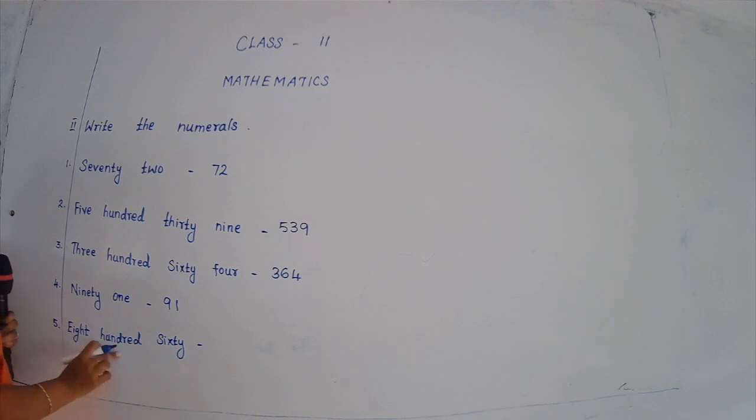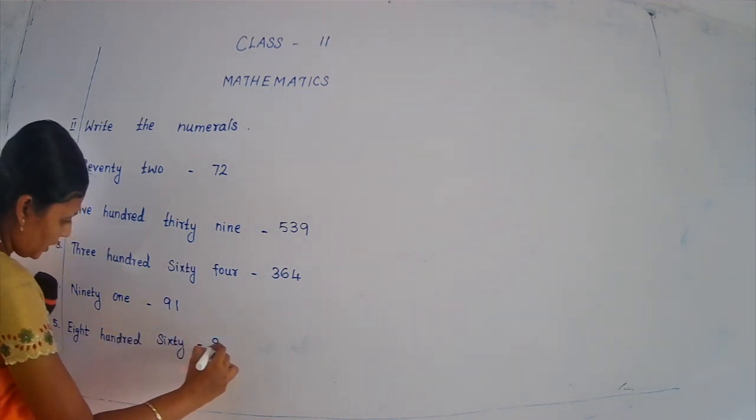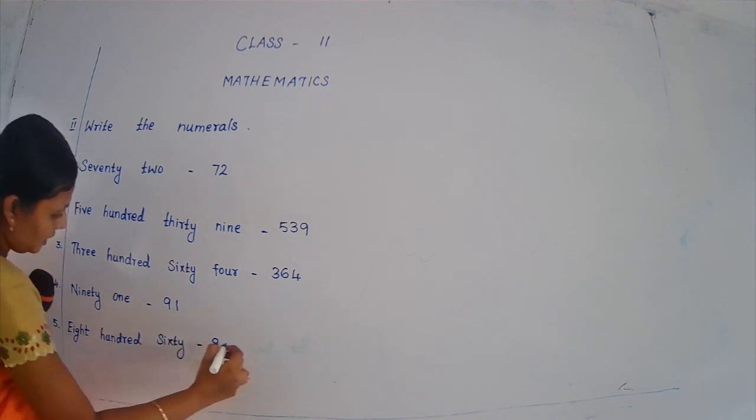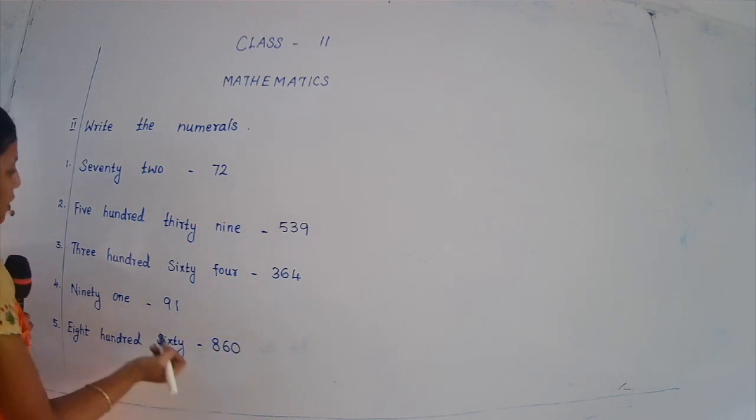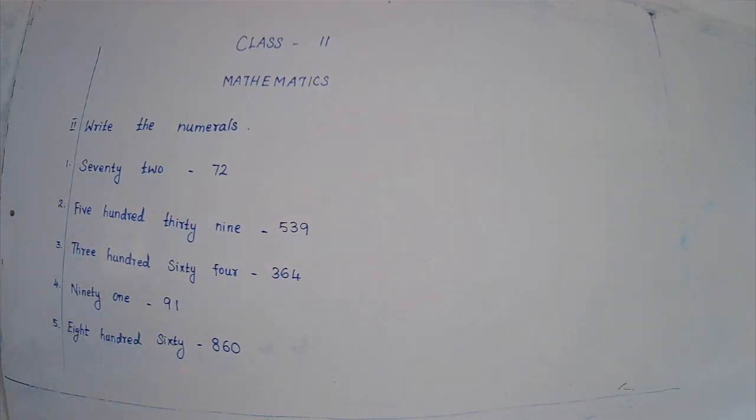860. 800. How many hundred? 860. 60 is called sixty. Okay, this is numerals. Write the number names means they have already given the numbers, and we want to write the spellings. Write the numerals means they have already given the spellings, and you should write the numbers. Okay, children. Very good.